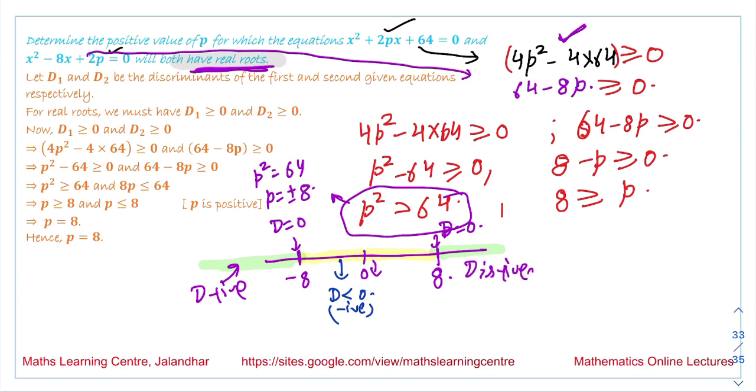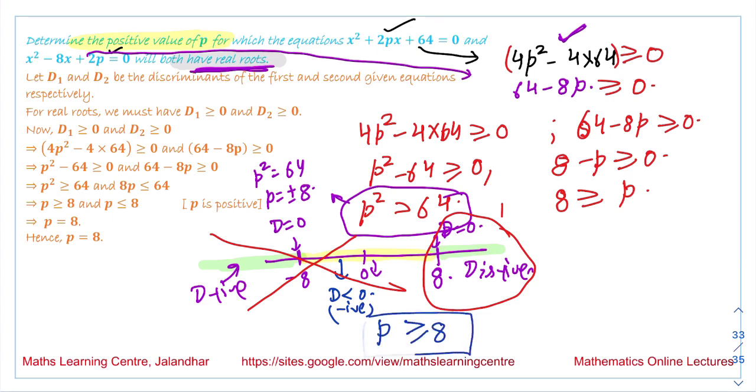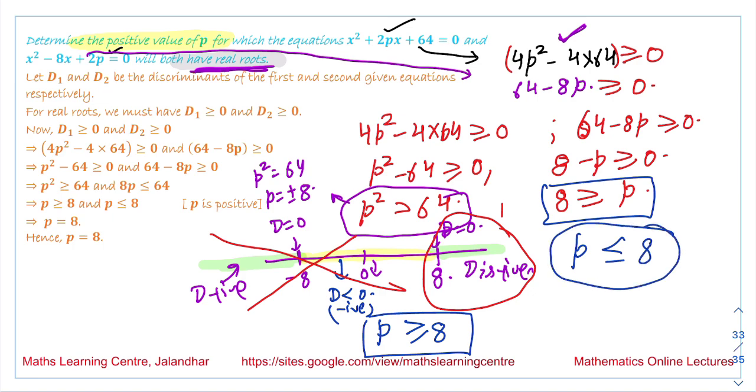Now in the question it is given that we want to find the positive value of p. It means we are not interested in this region also. We are only interested in this region. So from this we get that the value of p should be greater than or equal to 8. From the other equation we have p is less than or equal to 8. We are saying we have the common value of p.